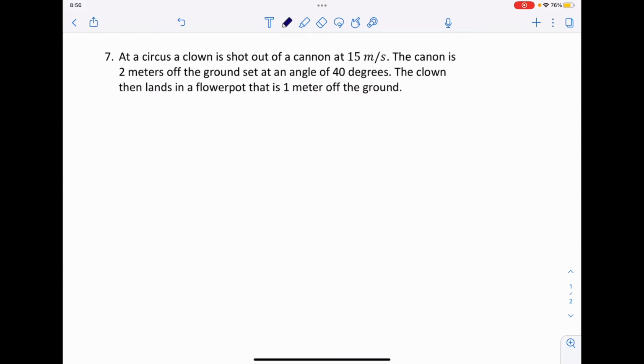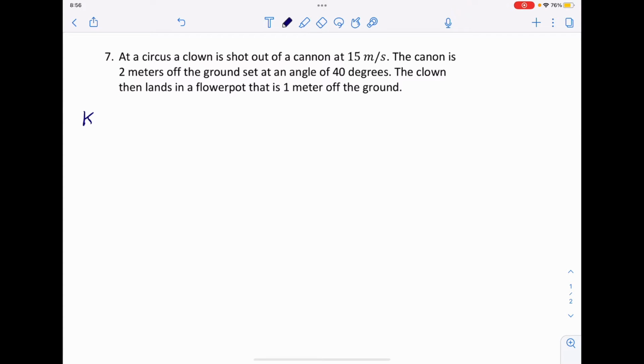All right. So I was asked to do number 7, and this is a challenging one because you have to actually use the quadratic formula. So let's go ahead and try it out. At a circus, a clown is shot out of a cannon at 15 meters per second.